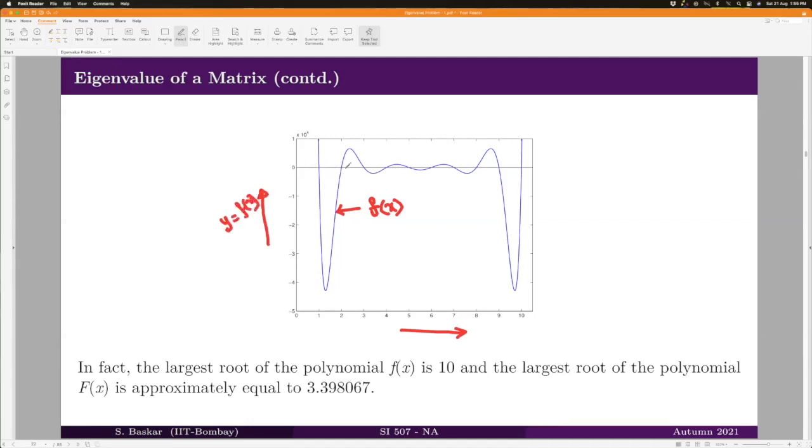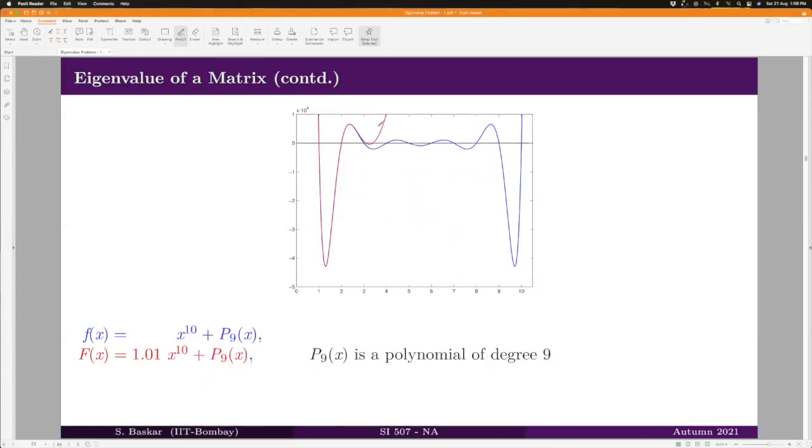Now you can see that the roots are 1, 2, 3 and so on till 10. This is the largest root of your polynomial equation f of x equal to 0. Okay, so all these are these points and so on. Now let us see how the capital F of x graph looks like. Capital F of x graph is represented by the red solid line, and the blue solid line is as usual the graph of the function small f of x.